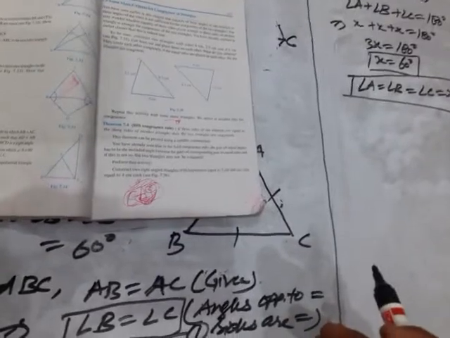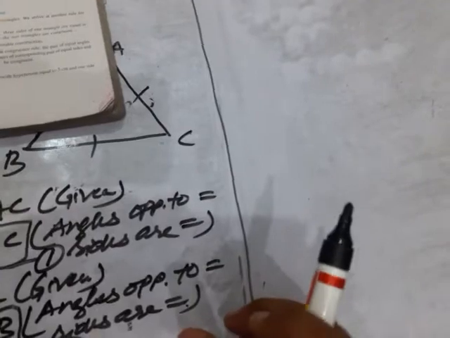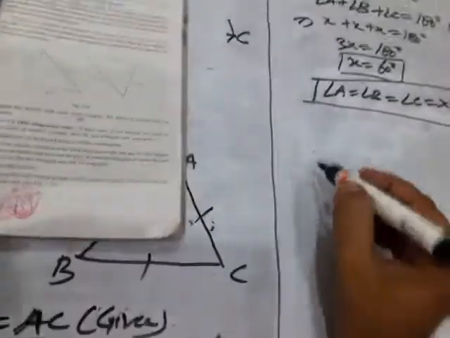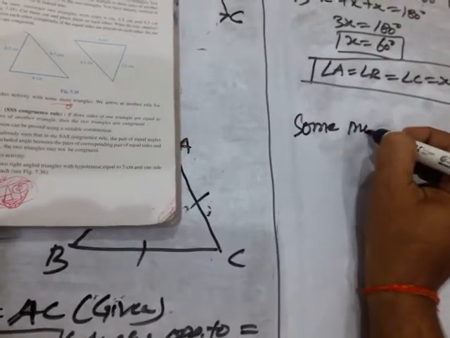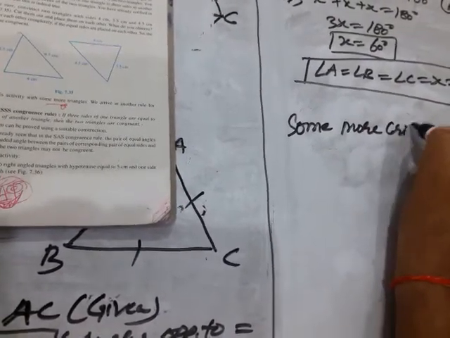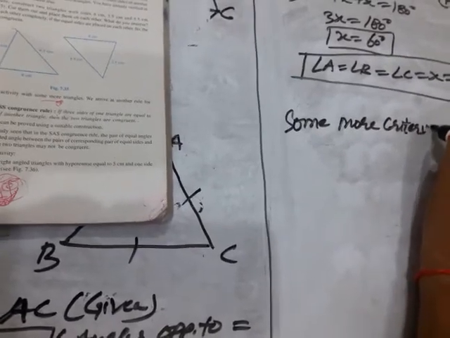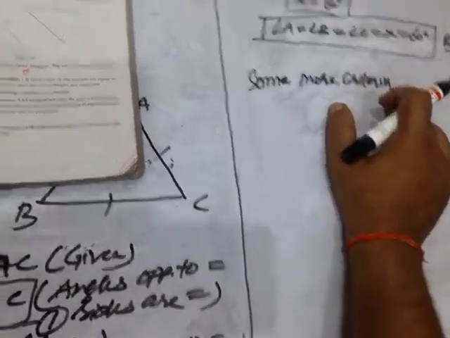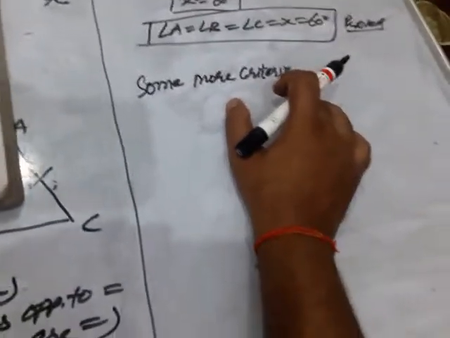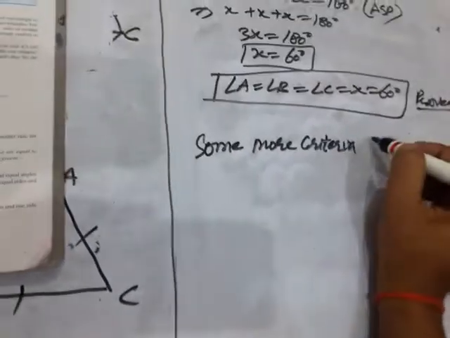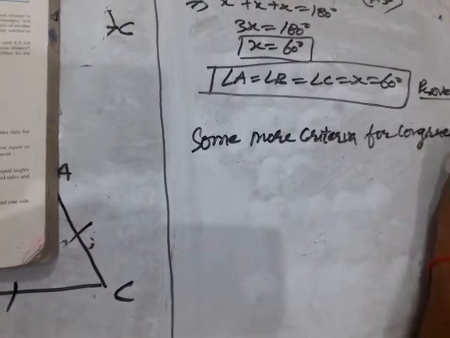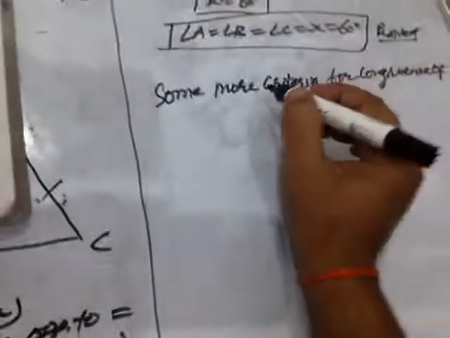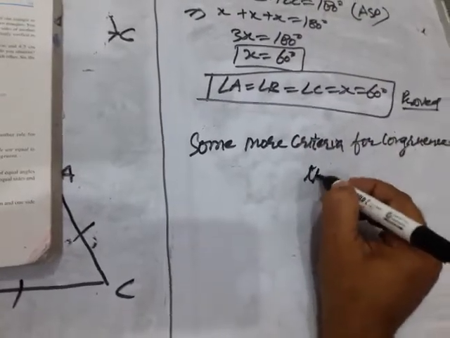What will your next topic be? That is some more criteria for congruence of triangles. See, children, criteria is a plural word. Its singular word is criterion. Some more criteria for congruence of triangles.